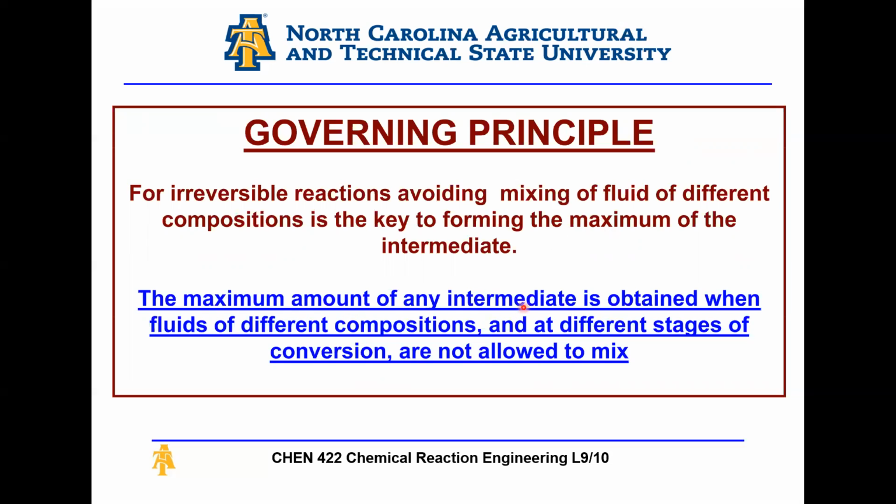Okay, so again, if I want to maximize my intermediate, I want to minimize mixing of fluids of different compositions and different conversions, right? And just note the difference here. I'm talking about mixing of two different streams. I'm not talking about maintaining homogeneity inside your reactor. Two different ideas. However, if I want to maximize the presence of an intermediate, I want to minimize or prevent mixing of two different streams or two different fluids, different compositions, different conversions.